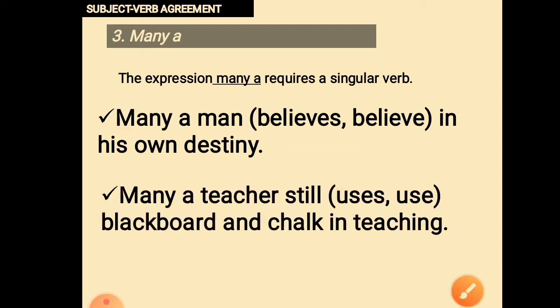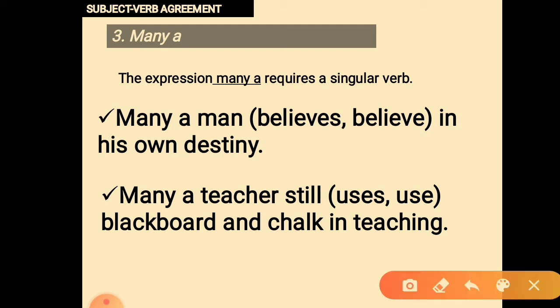Next, many a teacher still use blackboard and chalk in teaching. So as you can see here, the same thing. We have noticed the expression many a. So the verb that we'll be using is singular verb. So it should be uses.